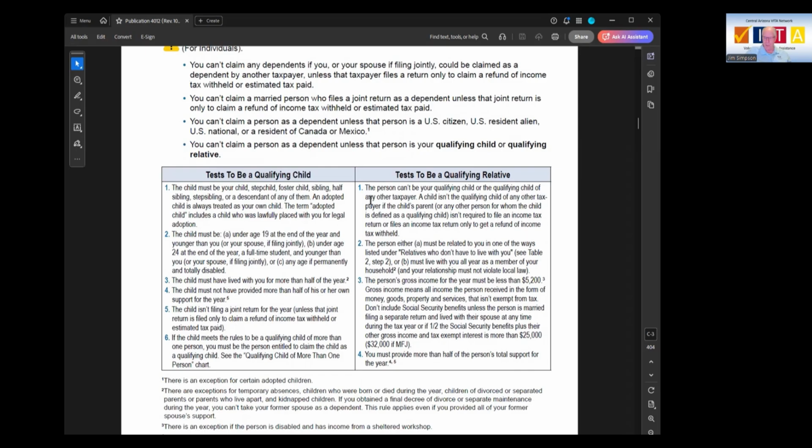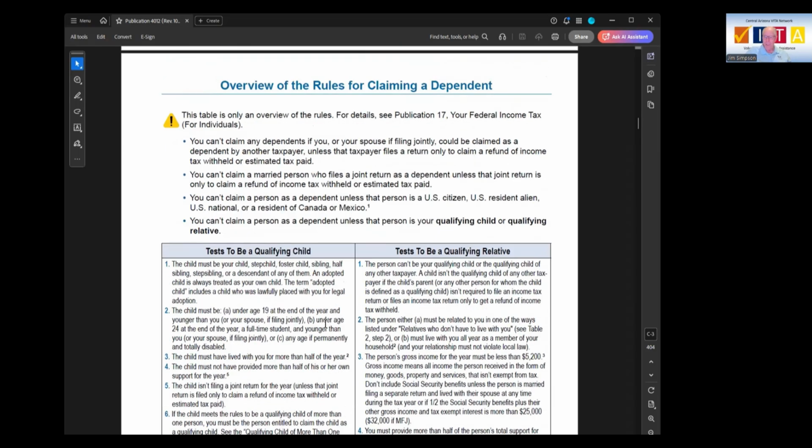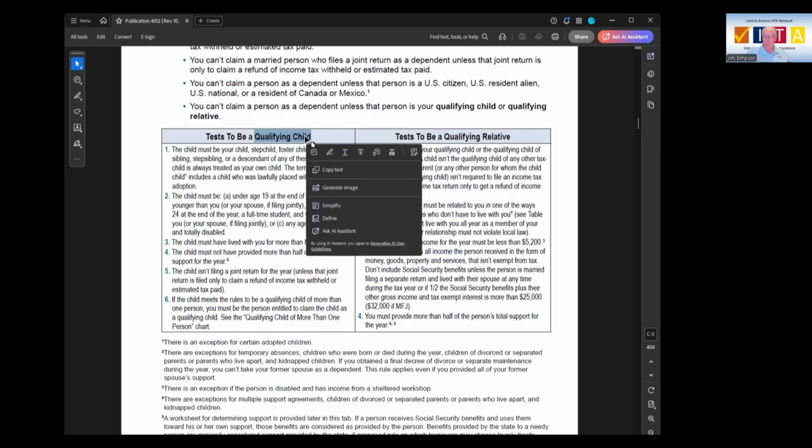Now there's some footnotes there too. Yeah, there's exceptions for certain adopted children, right? These footnotes can be very important, okay? You can't claim a person as a dependent unless that person is your qualifying child or qualifying relative. These are the 2 buckets that I'm describing here. So let's look at some of the requirements to be a qualifying child, right?